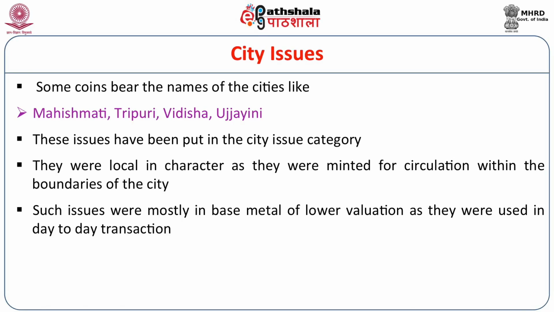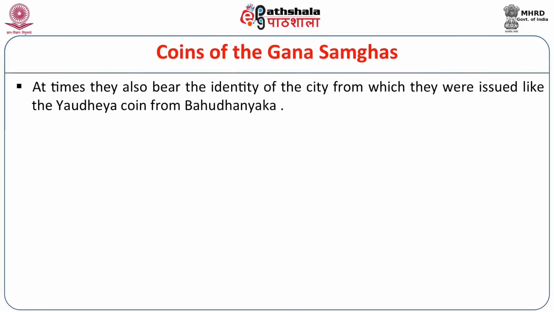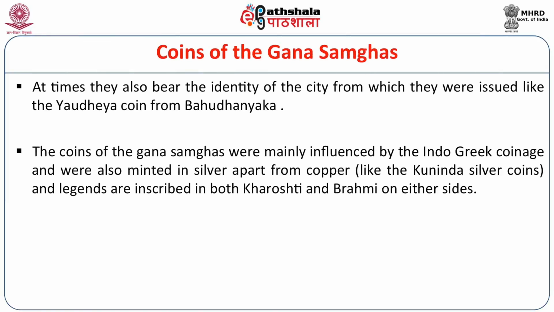Now, you find these coins only in base metal and not in higher valuation currency, which means that they were used for day-to-day transactions. Now let us go to the coins of the Ganasankhas. Ganasangha is a kind of polity, and you find the term Gana being used on most of these, like Yodheya Ganasya Jaya. When you find this on the coins of the Yodheyas, we know that they have a Ganasangha kind of polity. On these coins, at times, you also find the name of the cities, like for the Yodheyas, the name of Bahudhanyaka. So it means that the Yodheyas issued this type of coin from the city of Bahudhanyaka. The coins of the Ganasankhas were mainly influenced by the Indo-Greek coinage. They were also minted in silver apart from copper.